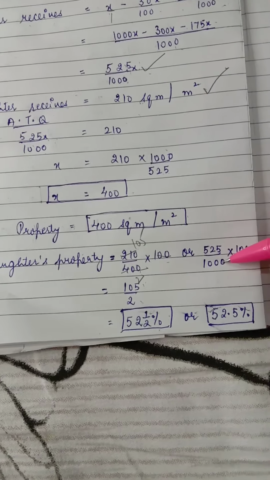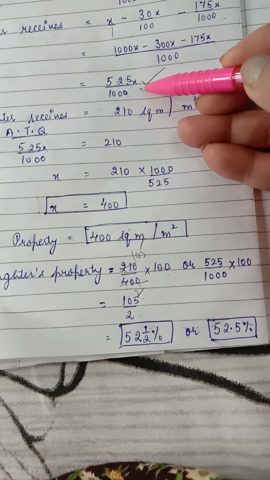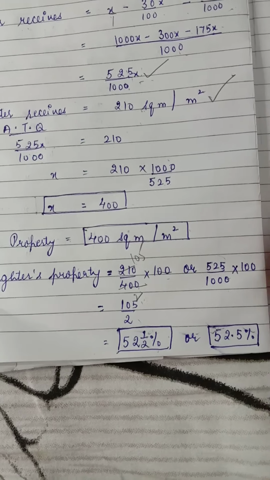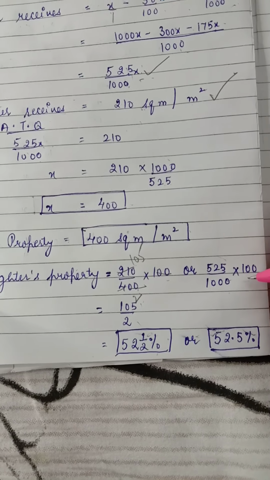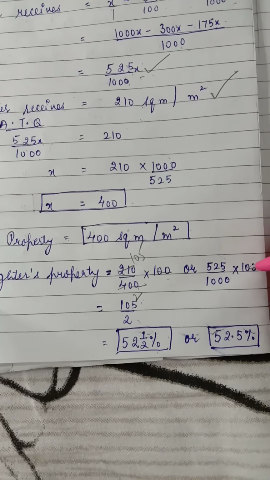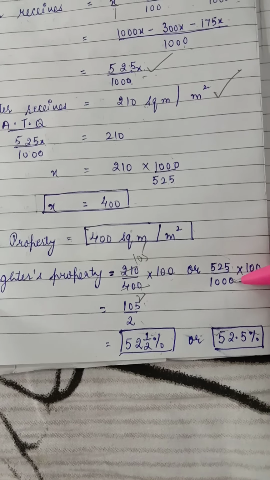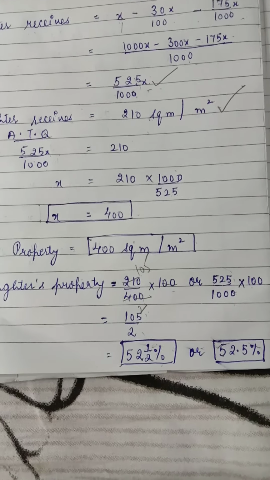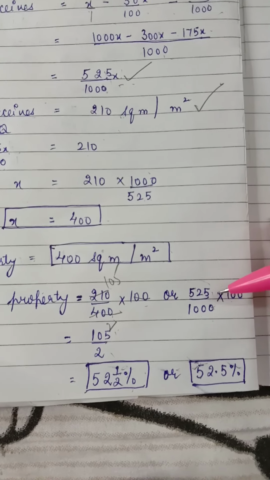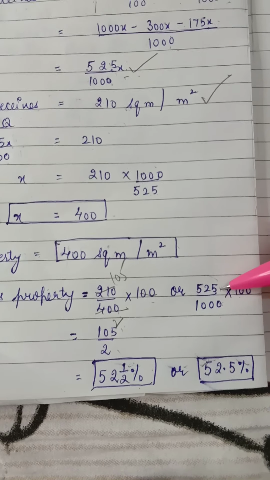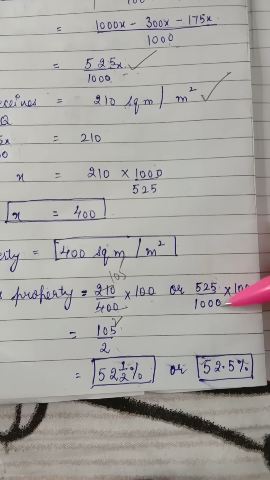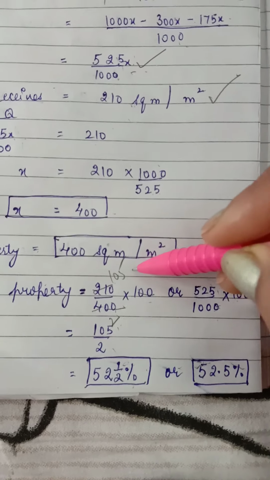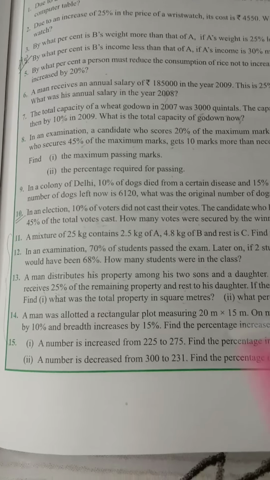The second way of finding the daughter's share is 525 upon 1000 x. So to find the share of the daughter, this is the second way. You have to find the percentage. So 525 upon 1000, and for finding the percentage, you multiply by 100. So you can do it in any one way. Prefer using this method.